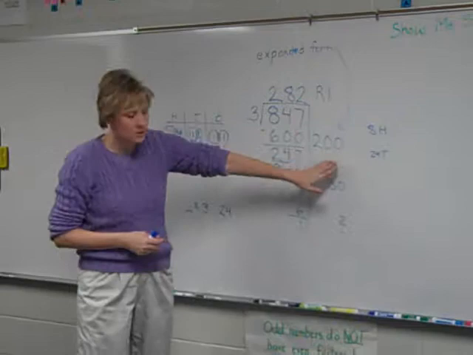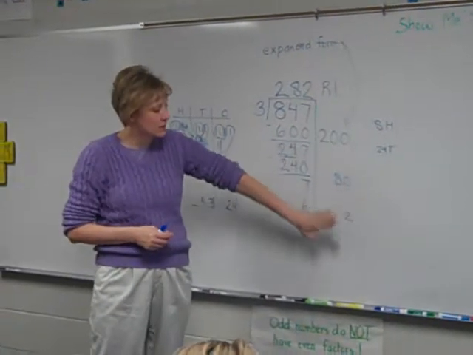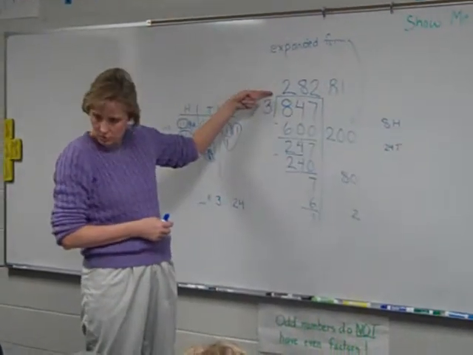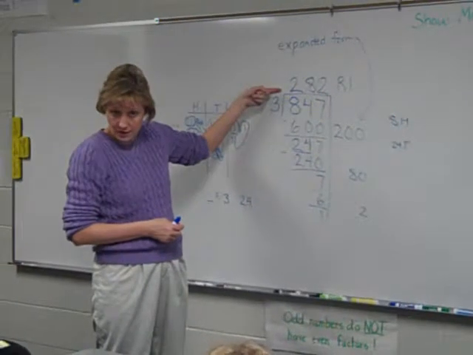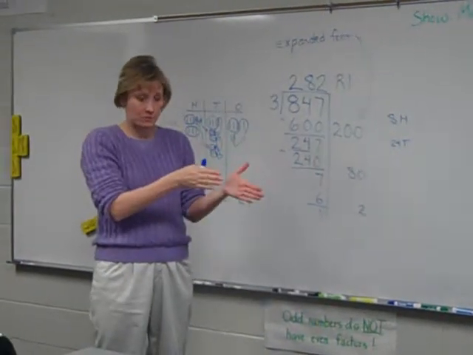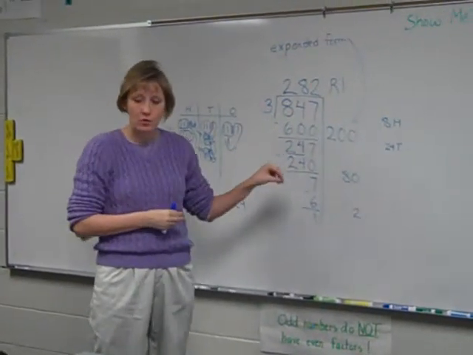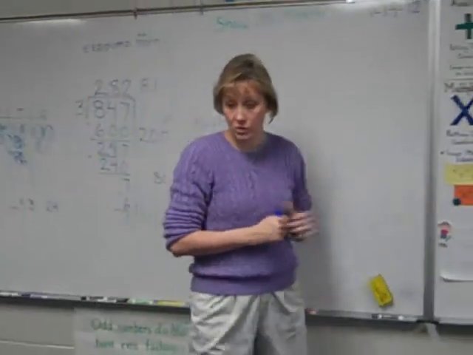So we now have the expanded form out here. We have 200 plus 80 plus 2, which is the same as 282. Okay, that too. So now we're going to make a transition. And we're going to do the same problem, but we're going to do it in the traditional algorithm.